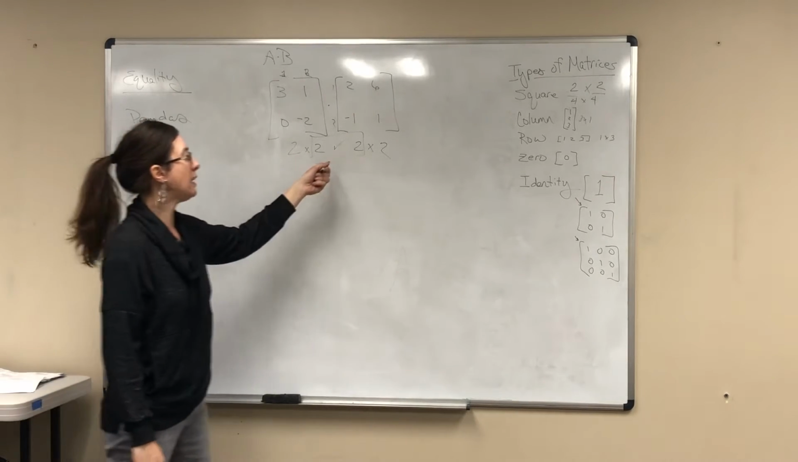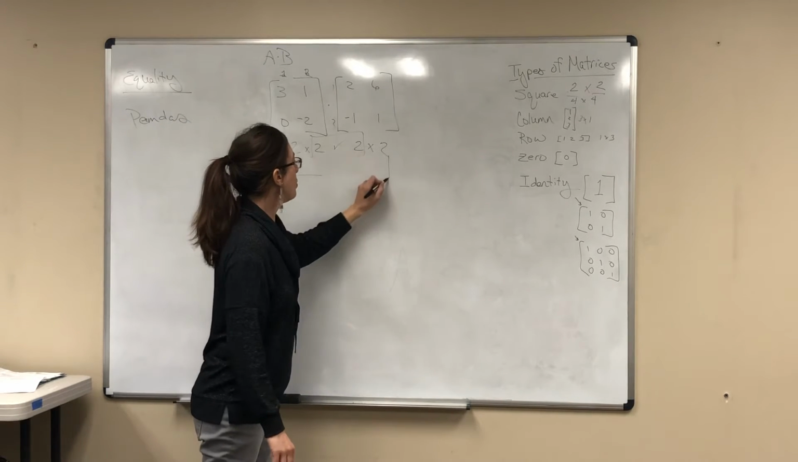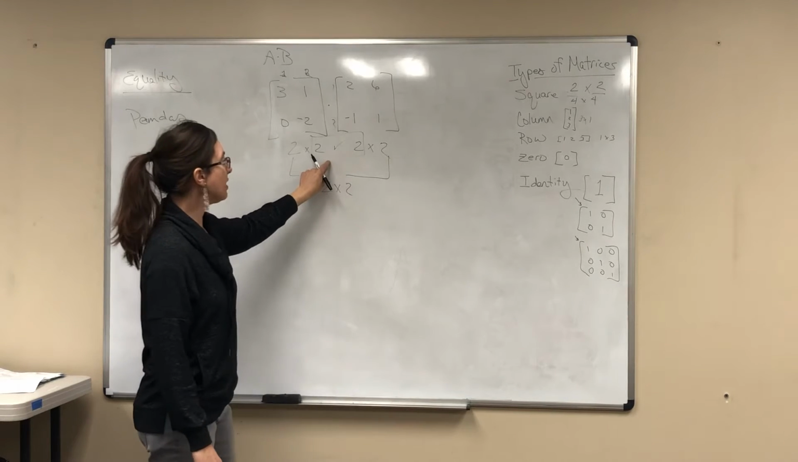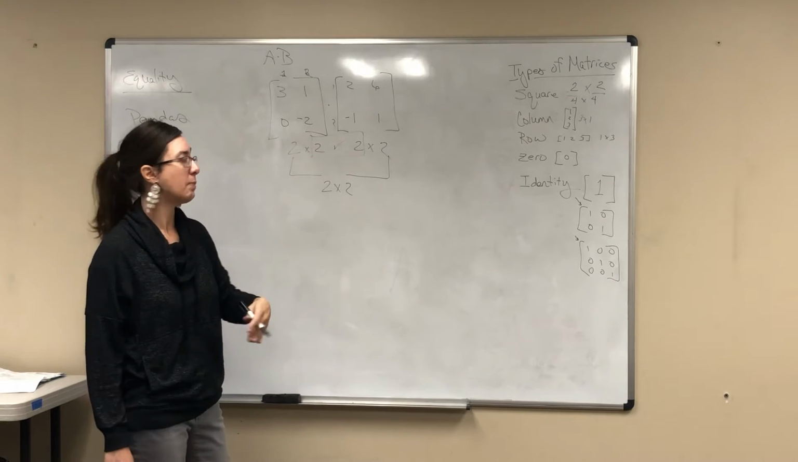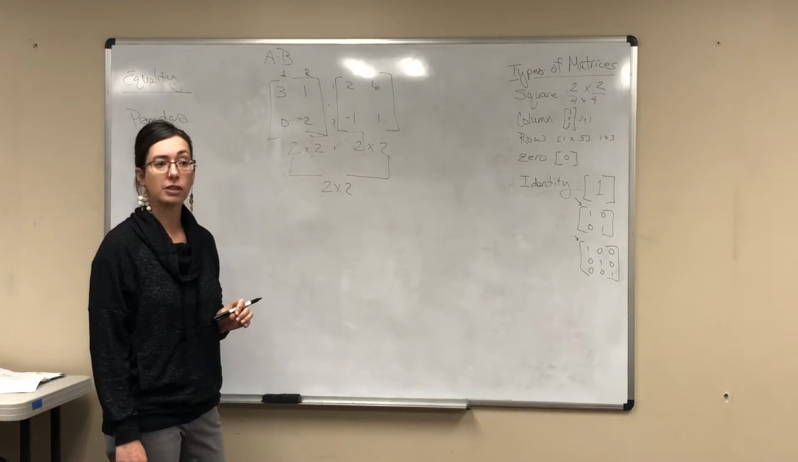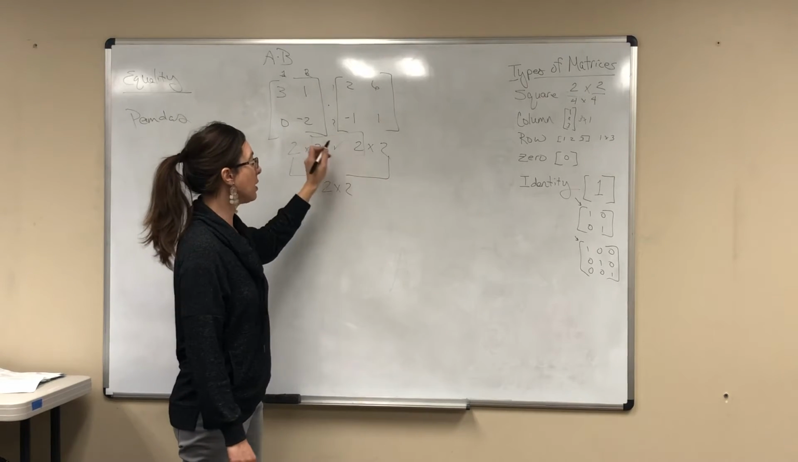Right? They must be equal, and your answer will be your outside numbers. So the inside numbers are both 2. That means I can multiply. The answer that I come up with will end up being a 2 by 2 matrix. So that's your way that you check. You always write your dimensions. Your inside numbers will match.